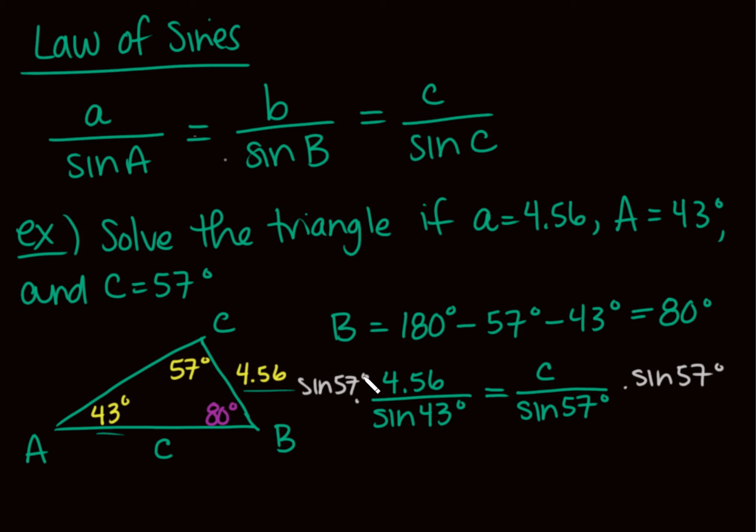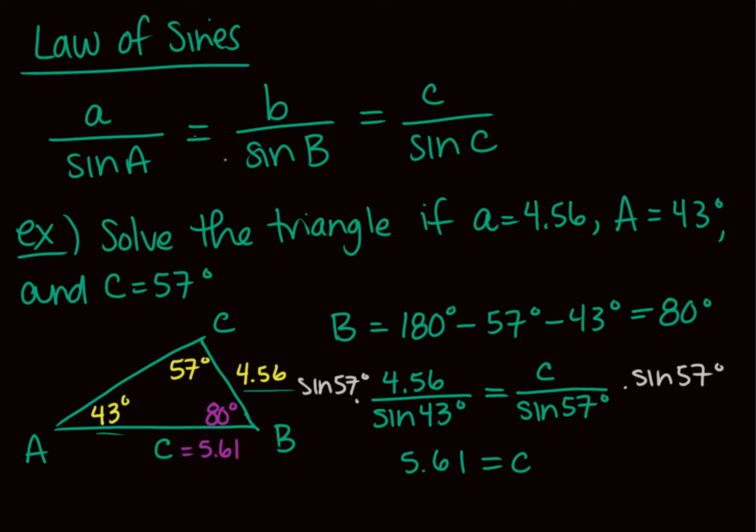I'm going to take sine of 57, close my parentheses, times 4.56, divided by sine of 43, close my parentheses. This is pretty great. And I get C to be 5.61, okay? So C is 5.61. And so what's my last thing that I need to get? I need to get B.